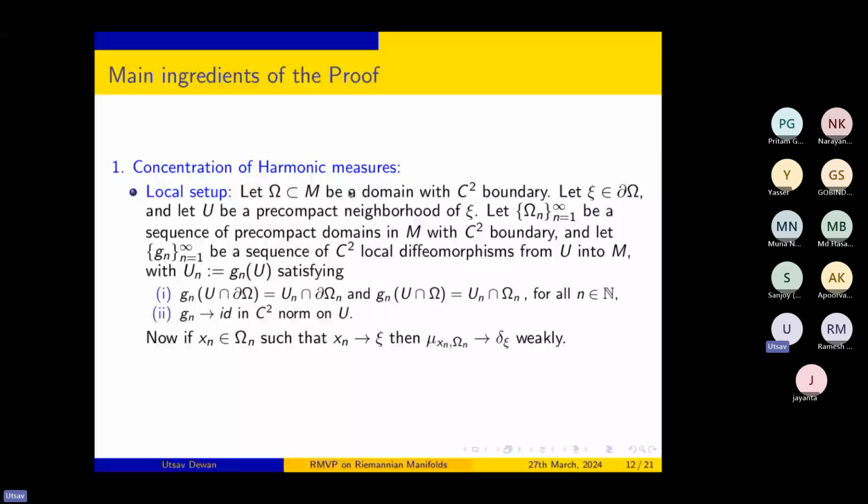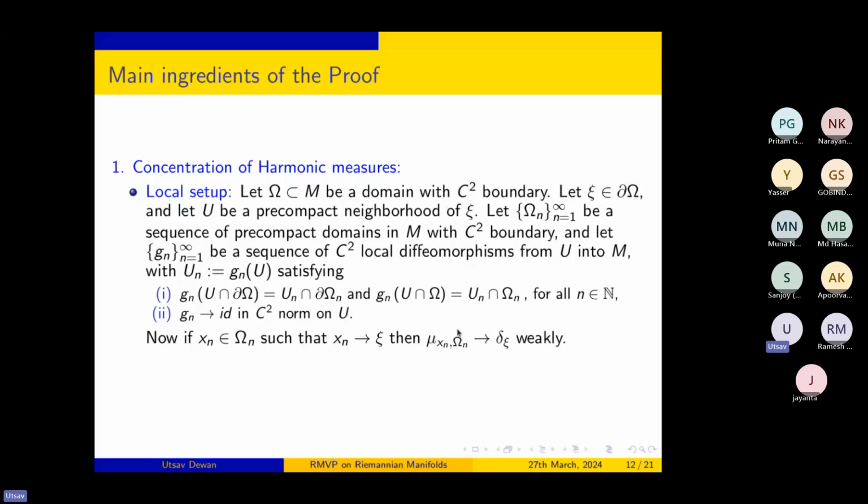If you take xn in Ωn such that xn converges to ψ, then this convergence of points would give a convergence of measures. For each xn in Ωn, you look at the corresponding harmonic measure μ(xn, Ωn). This will converge to the Dirac at ψ weakly. First of all, in the particular case when Ωn equals Ω, so there are no deformations, it's just a constant space, it's very trivial. It just follows from the solvability of the Dirichlet problem that these harmonic measures converge to Dirac at ψ. But when we are also perturbing the domains, it's slightly non-trivial.